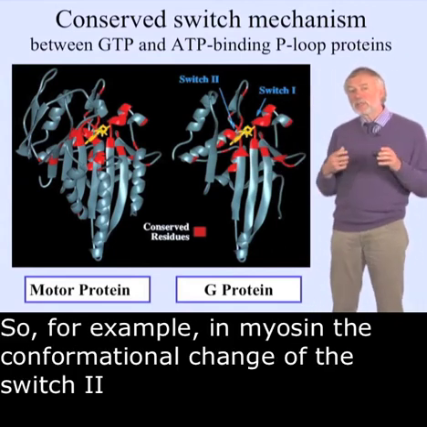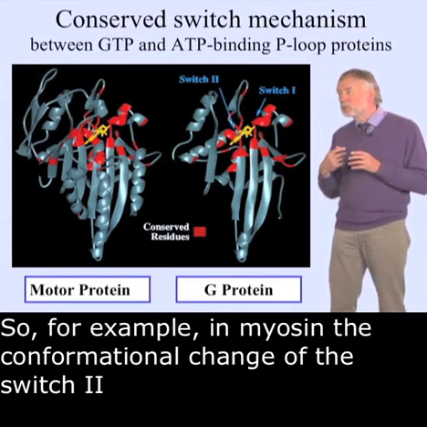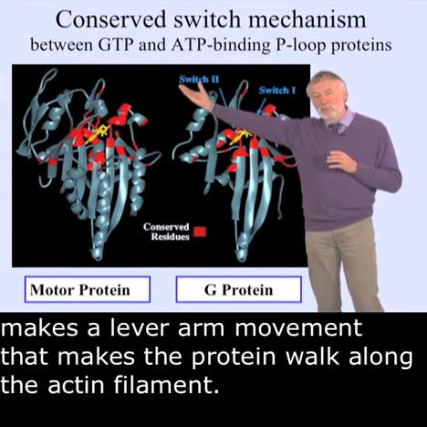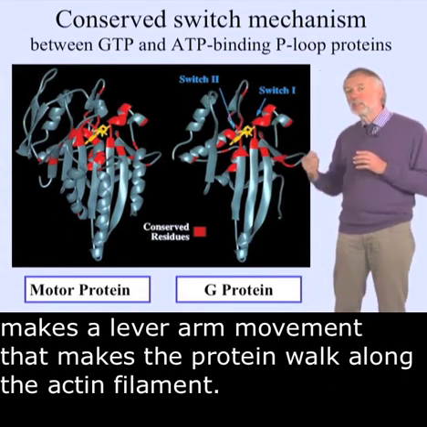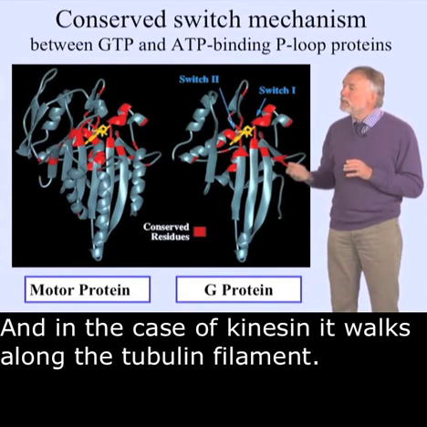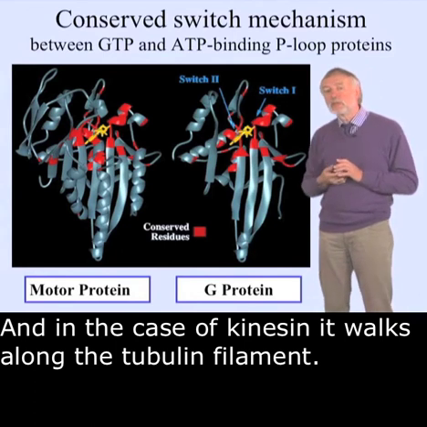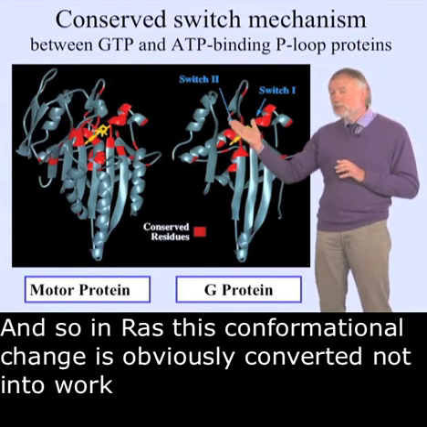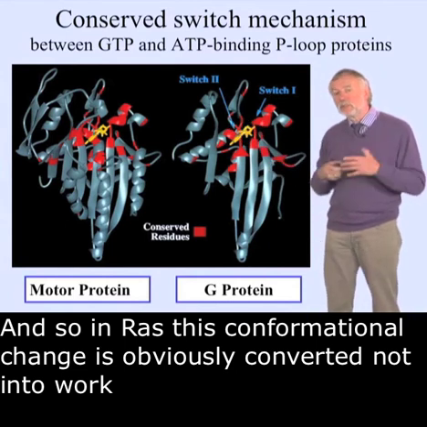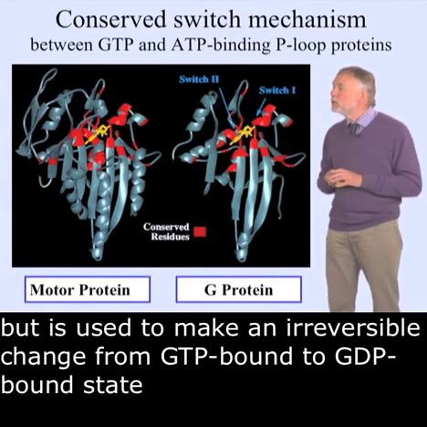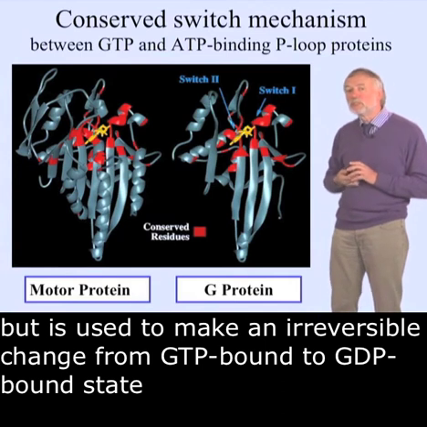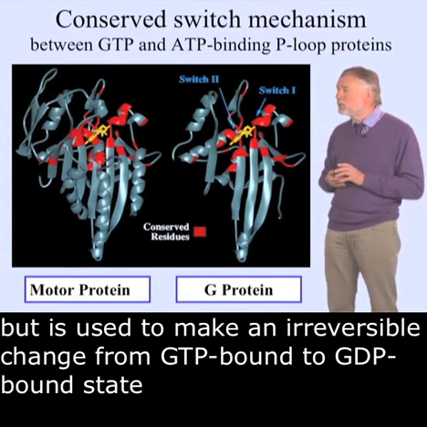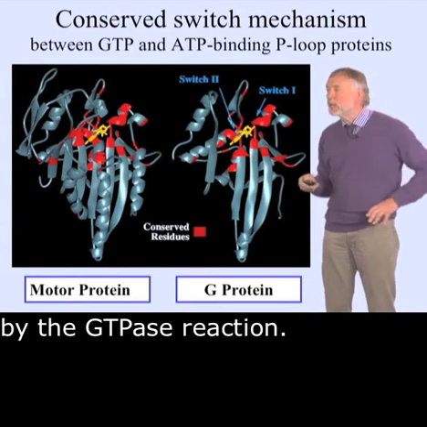For example, in myosin, the conformational change of the switch 2 makes a lever arm movement that makes the protein walk along the actin filament, and in the case of kinesin, it walks along the tubulin filament. And so in RAS, this conformational change is obviously converted not into work, but is used to make an irreversible change from the GTP-bound to the GDP-bound state by the GTPase reaction.